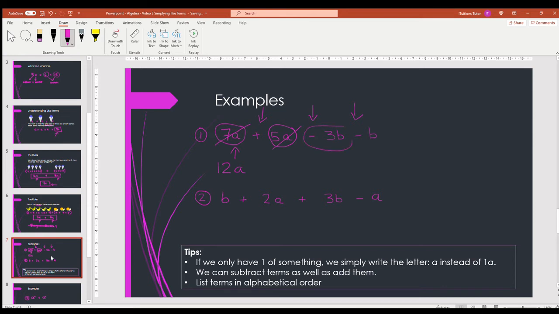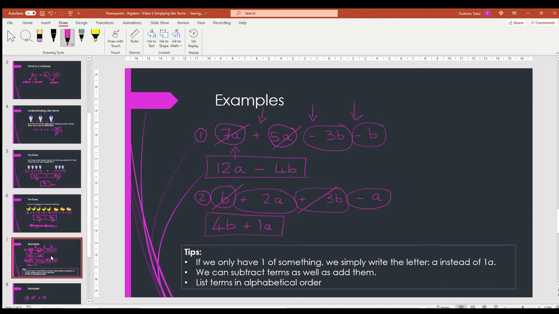Then we've got a negative 3b and a negative b. And when we add these together, we get a negative 4b. This is now in its simplest form. In the next one, we've got a b, and then we've got a positive 3b. And then we add these two together, we get 4b. Then we've got a positive 2a, and we've got a negative a. And when we add these together, we're left with a positive 1a.